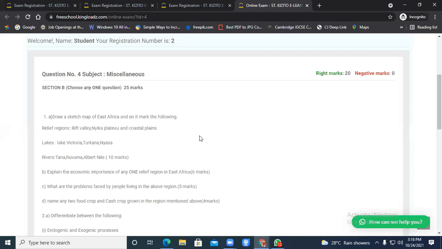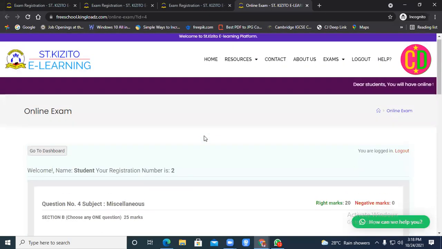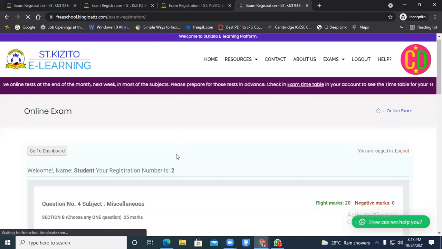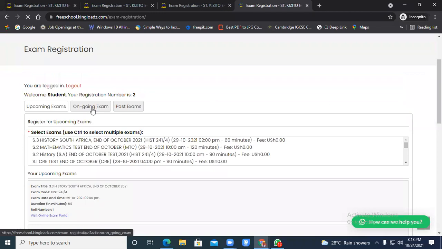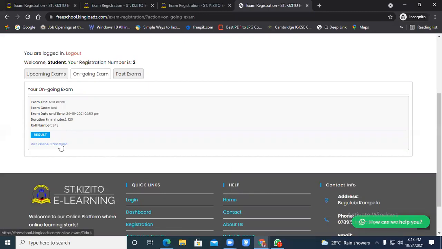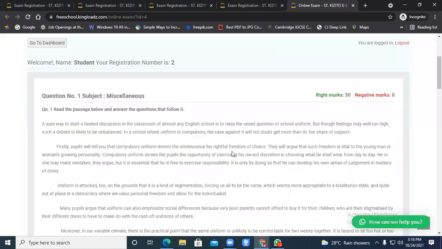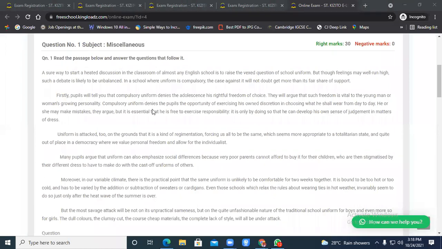Suppose you are using a desktop connected to power, and then power goes off. What you can do is use your phone and access the exam from there. In that case, the exam will not be in the upcoming exams but in the ongoing exams. So you click on ongoing exams, where you find your exam, then click Visit Exam Portal, and it will open the question straight away, because you were already doing the exam, even if you have changed to another gadget.